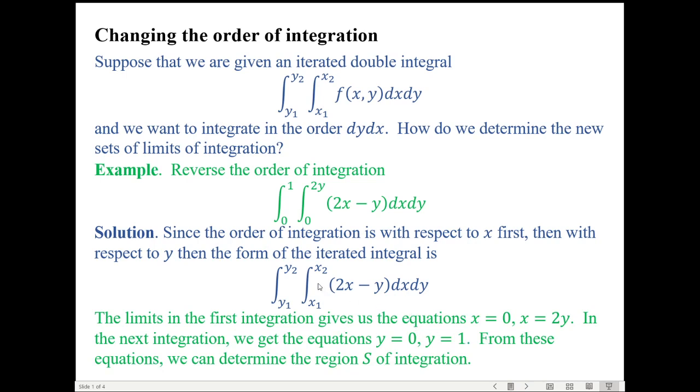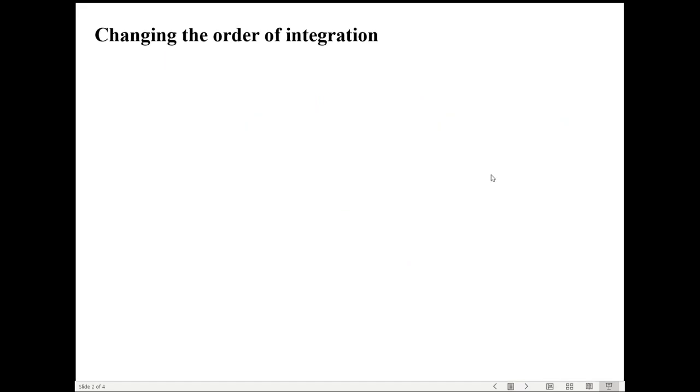So here, first integration, lower limit is 0, so x equals 0. Upper limit is 2y, so x equals 2y. So what we are putting on the left is the variable of integration, x. And in the second integration, the variable of integration is y. So we set y equals 0. We get this, y equals 0. And then lastly, y equals 1. These are four equations. And equations have graphs. Just draw the graphs of those four equations. And whatever they enclose is the region of integration.